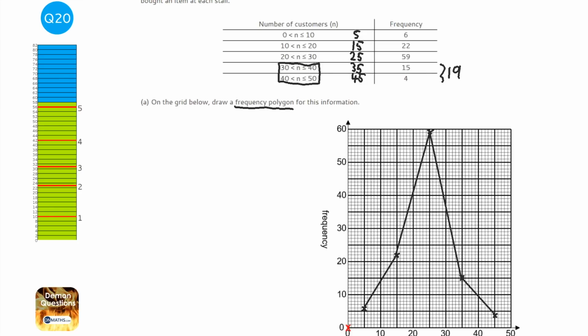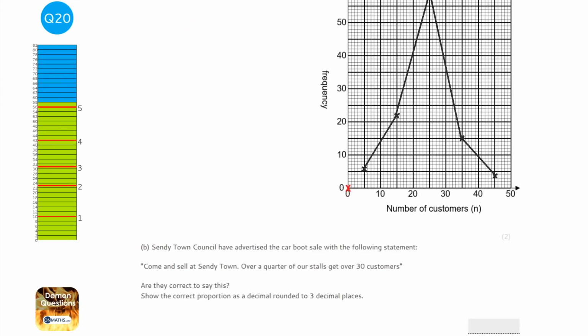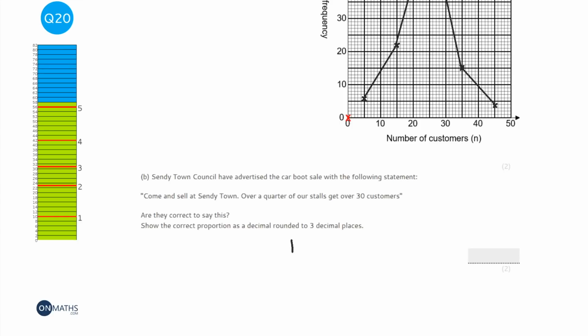So that's 19 out of, and let's add all the rest up, so 6 plus 22 plus 59 plus 15 plus 4, out of 106. It didn't say it in the question. So it's 19 out of 106, which as a decimal, 19 over 106 would be 0.179 to 3 decimal places.